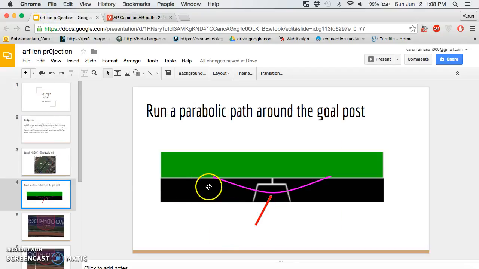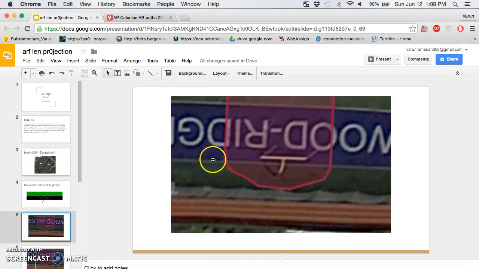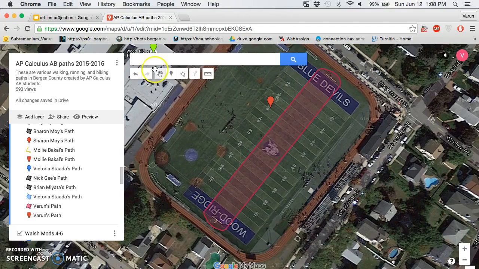So ideally, like I said, we want to be running a parabolic path around this goalpost with the vertex being at the center of the field. So you can see this is essentially the same thing. Of course, it's not as smooth or perfect because I did do this line by line with the line tool from Google Maps.